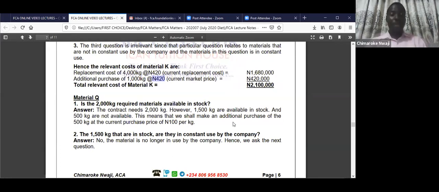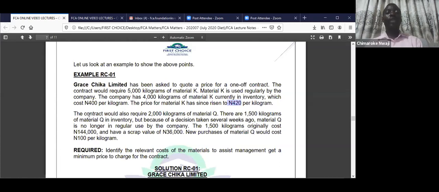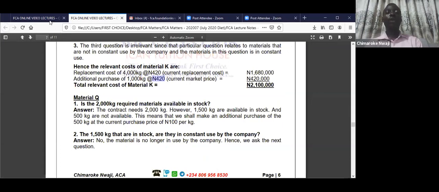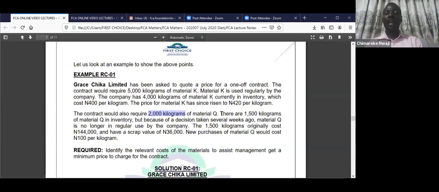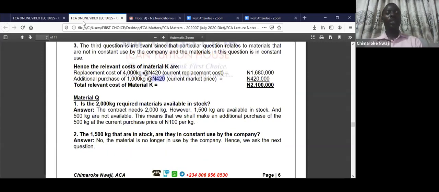Is material Q available in stock? Let's see what the question says. This contract will require 2,000 kilograms of material Q. So we ask, is the 2,000 kilogram available in the store? What's our answer? There are 1,500 kilograms of material Q in the inventory. So what do we process from this? We say, however, 1,500 kg are available in stock. It means that 500 is not available.